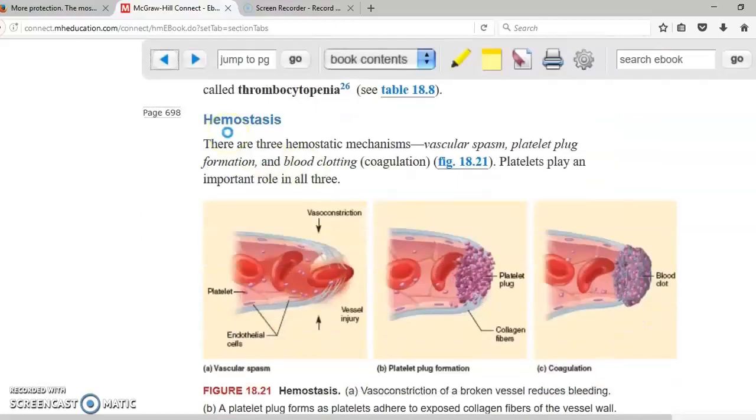Next, hemostasis. We said hemostasis has 3 steps. Vascular spasm is step number 1. Vascular spasm or vasoconstriction is the same thing. Platelet plug formation is number 2. And blood clotting or coagulation is step number 3. As we mentioned before, the platelets play an important role in all 3.